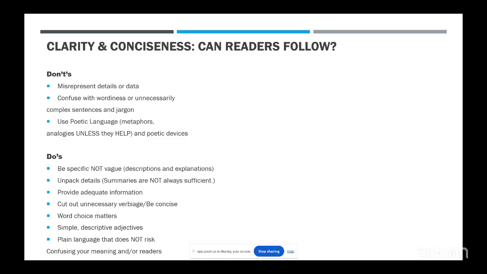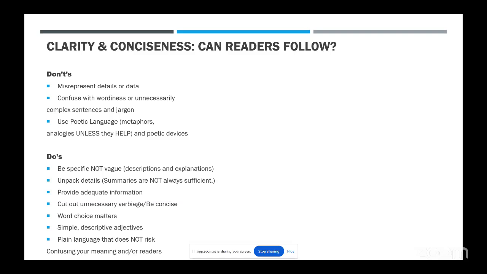Okay. So here are some don'ts. Do not misrepresent details or your data. Okay. You want to be honest with your data. You want to be honest as you detail and explain and elaborate on your findings, on your results.